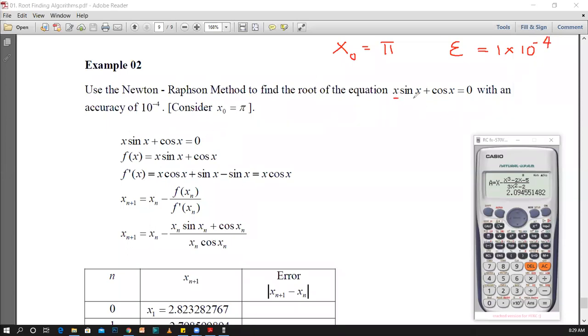Now they have given the equation x times sin x plus cosine x equals 0. Then you have to make it in the form of f(x) equals 0. Now you can see that it is actually in the form of f(x) equals 0, and you can identify the function f(x) as x times sin x plus cosine x.